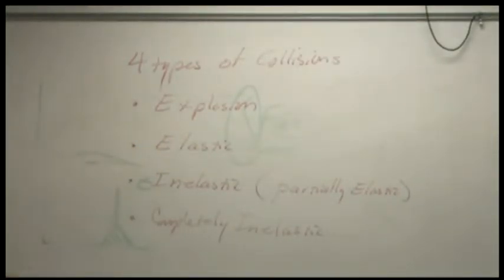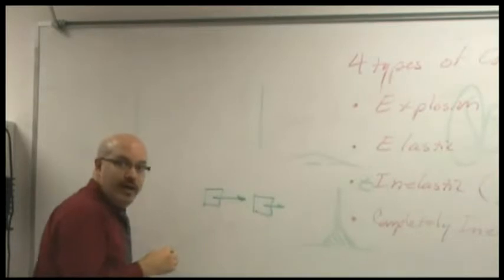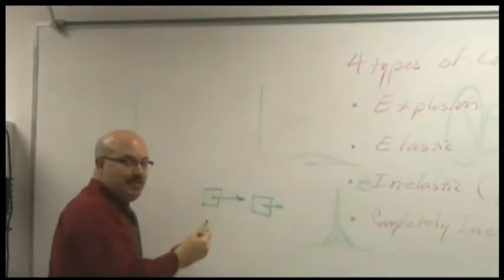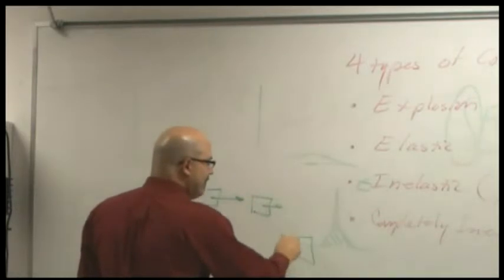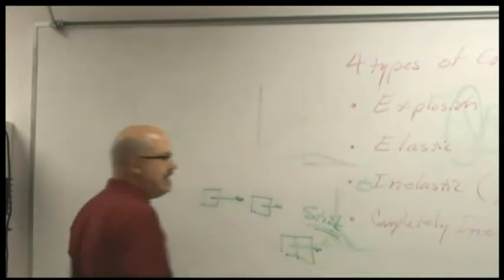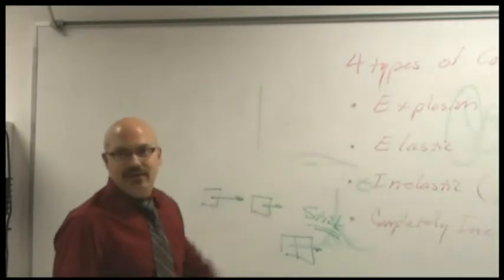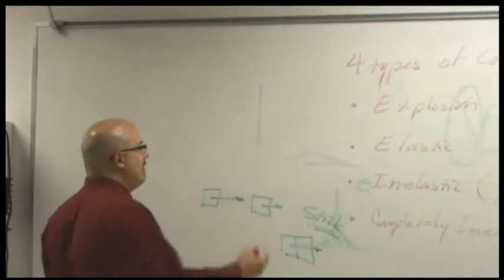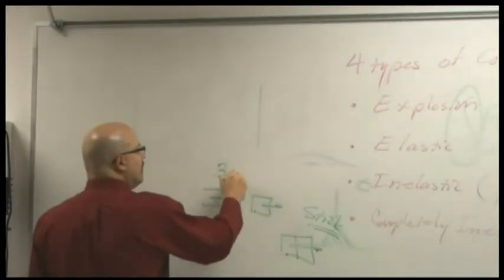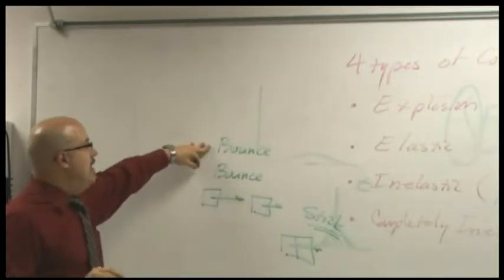Completely inelastic looks like this. You have two objects that are moving, or at least one of them is moving before. They could be moving in the same direction or whatever, but when they collide and hit, after they hit, they stick. So they go off together. The key thing is that they stick together. In an elastic collision, they bounce. They do not stick together. I like to call this one a perfect bounce.